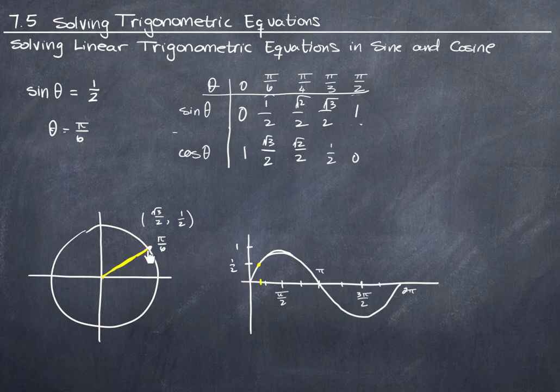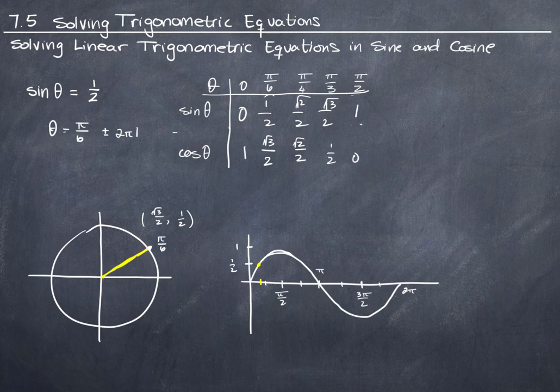How many times did I have to go around? I had to go around 2 pi. I had to add 2 pi to the first angle to get another one. And if I add 2 pi again, I get another one. And if I add 2 pi again, I get another one. So the answer is really not just pi over 6, but pi over 6 plus or minus 2 pi times some number of cycles. 1 cycle or 2 cycles or 3 cycles.